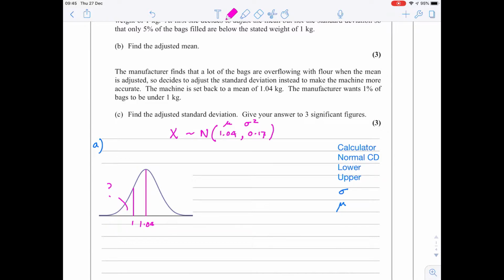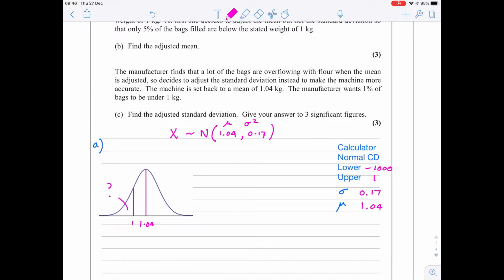On our calculator we use the normal cumulative distribution mode, and we have to put a lower bound in for that area and an upper bound in for that area. Well, you need to be at least 6 standard deviations away from the mean to be sure you've got all the area down to the bottom end of the tail. But there's nothing to stop you putting a ridiculously big negative number in there like minus 1000. And the upper bound would be 1. Sigma, the standard deviation, is 0.17 and mu is 1.04.